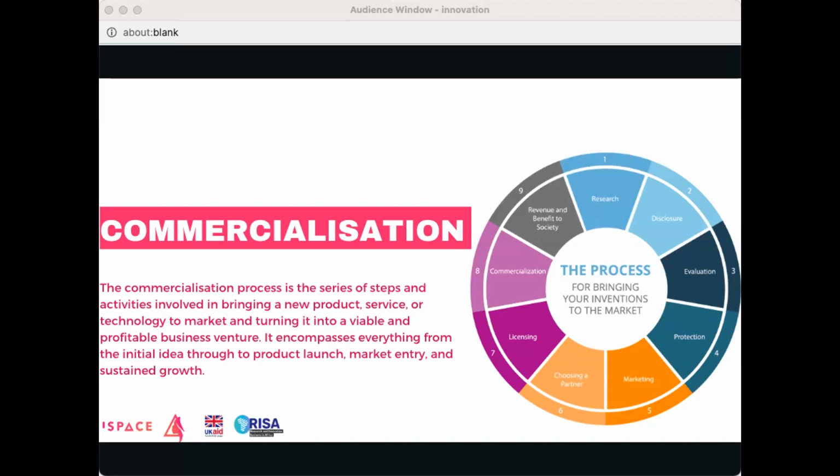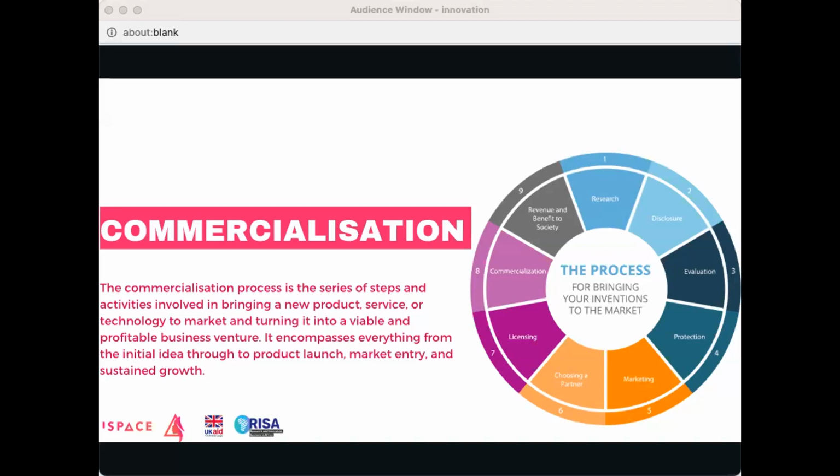If you look on the slide, which will be shared with you, it consists of 9 cycles that you have to go through. So from research, disclosure, the evaluation itself, the protection, marketing, choosing a partner, licensing, and then commercializing that particular technology, product or service that you have, and then generating revenue that would benefit society. The reason why that is important is that everything that you do has to have an impact on society one way or the other. It benefits it in the jobs that you create, the money, the taxes, and everything else that you pay. So that's how you have to look at it.